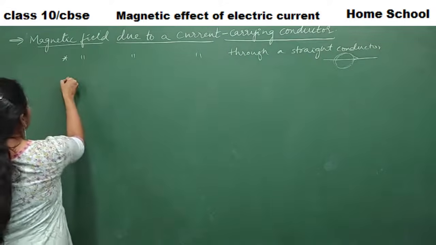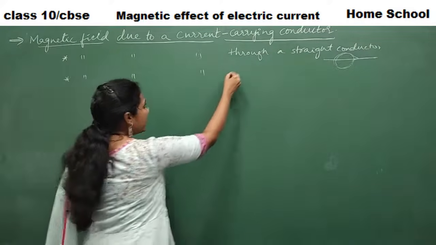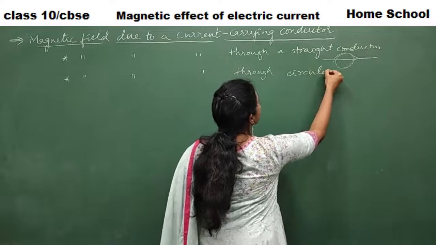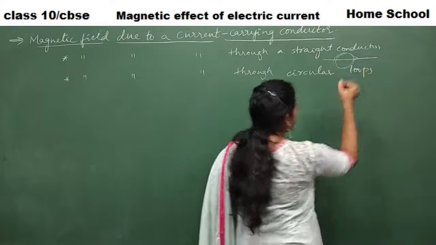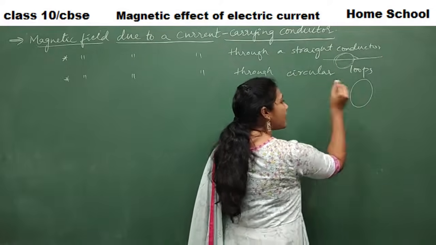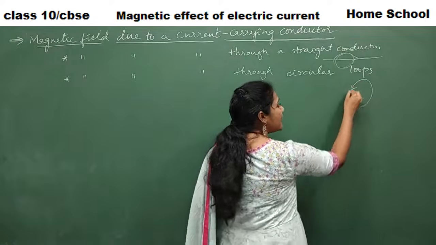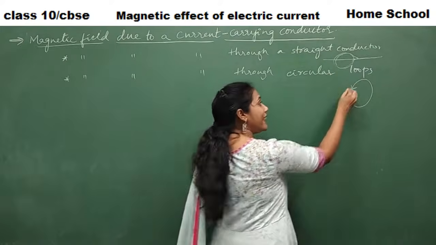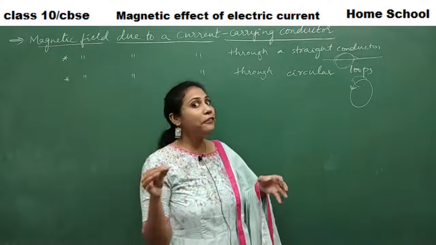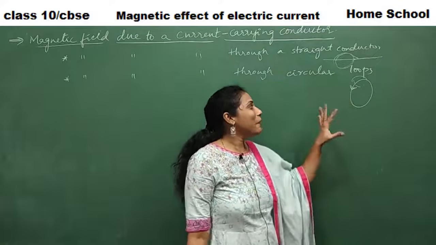The second subtopic is magnetic field due to a current through circular loops. Say the conductor is not a straight wire, but is in the form of a circular loop, and current is passing in this circular wire. In this case, how does the magnetic field look? How do the magnetic field lines look? And what about their direction, their properties and everything?